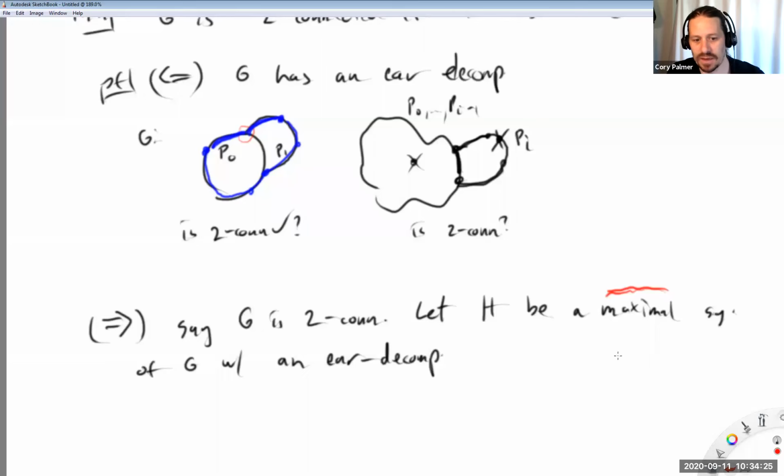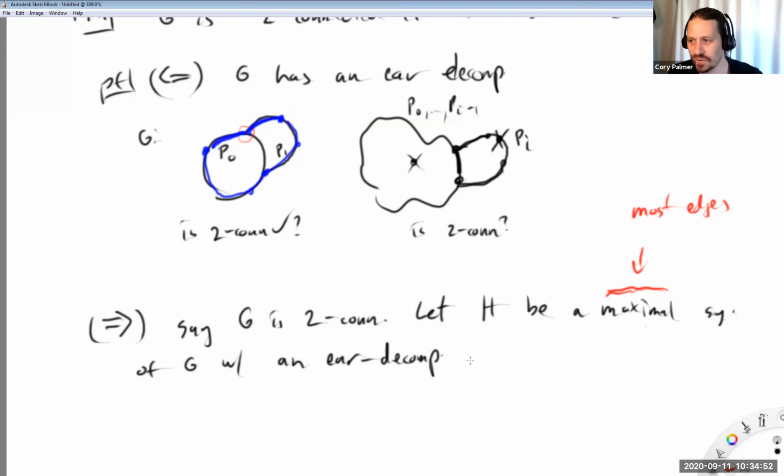Typically maximal means it has as many edges in it as it possibly can. Okay, most edges. A maximal subgraph is a subgraph that has some property, and I can't add an edge to it, even with adding a vertex, that will still have that property. So it has as many edges as possible with an ear decomposition. Okay, so we've got G. H is a subgraph of it that does have an ear decomposition.